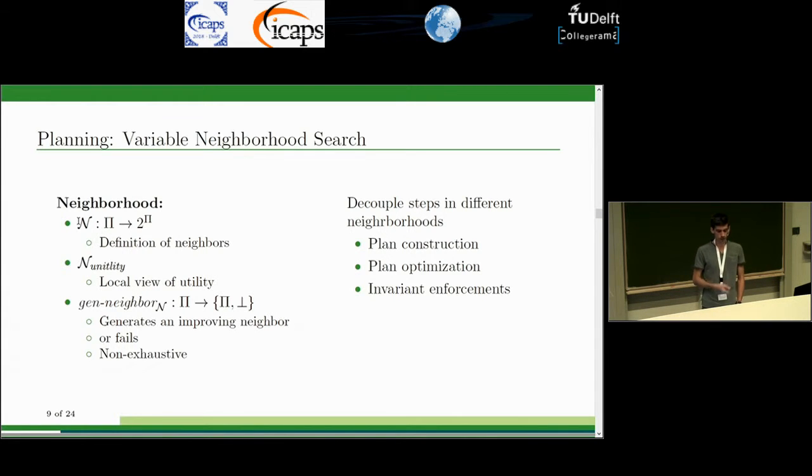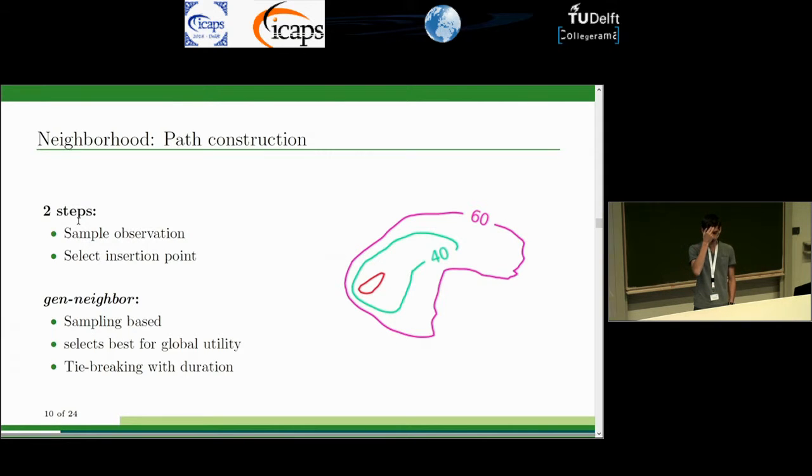And then a generate neighbor function generates from an existing plan either a new plan that improves your local utility function or fails. And the way you generate that is by either exhaustively or by sampling your neighbor space and then trying to see if you can find one that actually improves your utility function. And so then we build different neighborhoods and we essentially try to decouple the different parts of building and optimizing a plan. So the first one that we use is for pass construction.